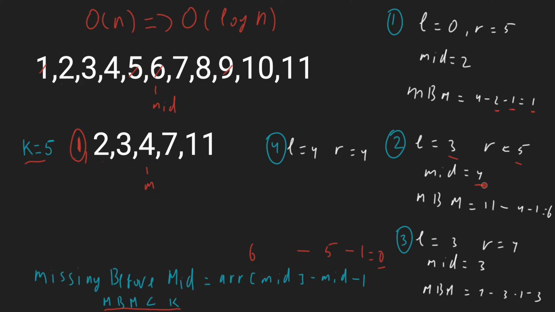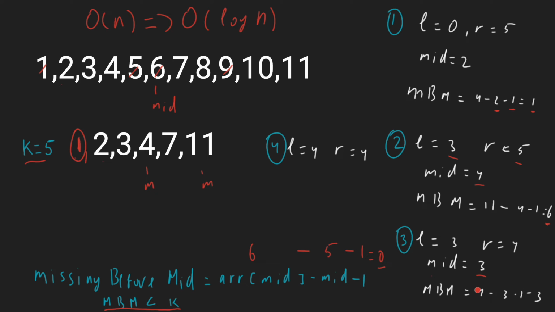Our mid is equal to 4. Again, we calculate the missing elements before our mid element. Now we moved our mid element here, and the number of missing elements at this index is 6. What does that mean? It means that it's more than our k, so we move our right pointer. Our right pointer becomes our mid. Now our left is equal to 3, our right is equal to 4, and our mid is equal to 3.